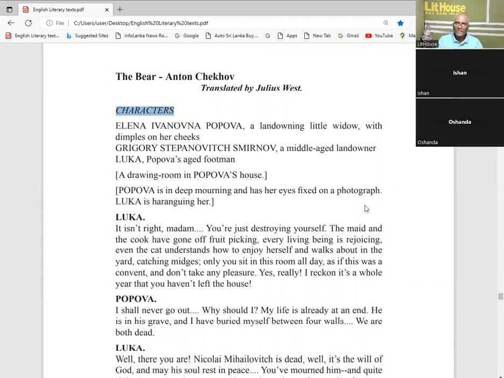Now, Popova, this photograph is her husband's photograph, dead husband's photograph. Luka is haranguing her. Haranguing means some sort of criticizing. Luka is criticizing, expressing critical views against Popova, haranguing. Okay? Now that is the setting when the drama begins. Imagine it. You have to have the stage in your mind.